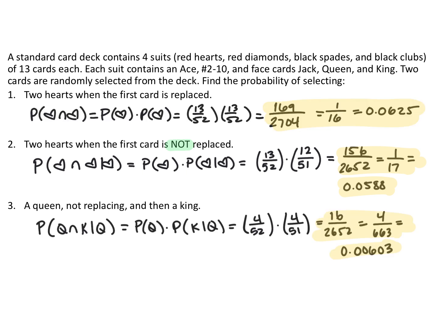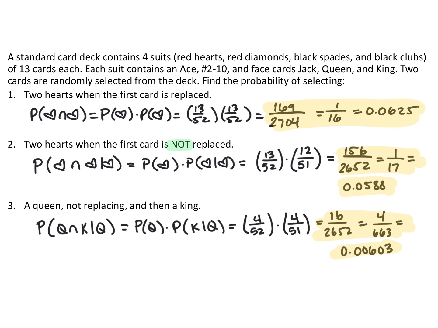For the first one, if I'm pulling 2 hearts with replacement, they are independent events. So the first heart is 13 out of 52. I replace it, so my deck has been completely reset. So my second heart is again 13 out of 52. If I multiply that together, I get 169 possible 2 hearts out of 2,704 total possible ways of picking 2 cards with replacement.